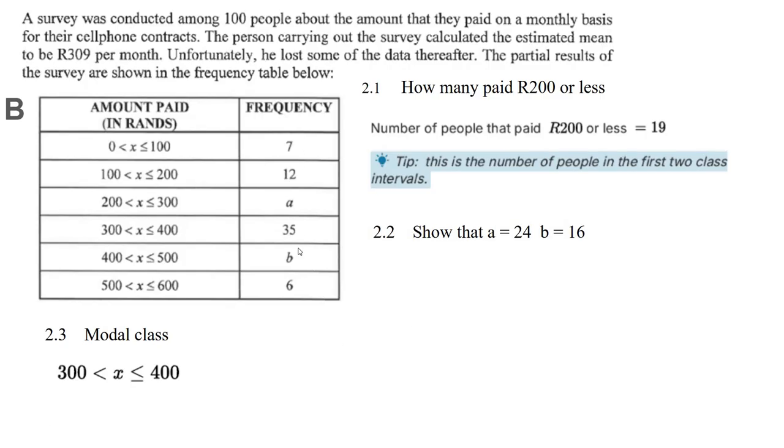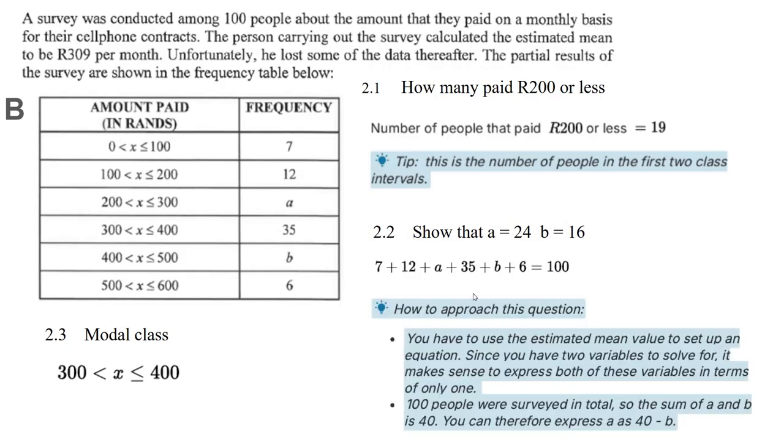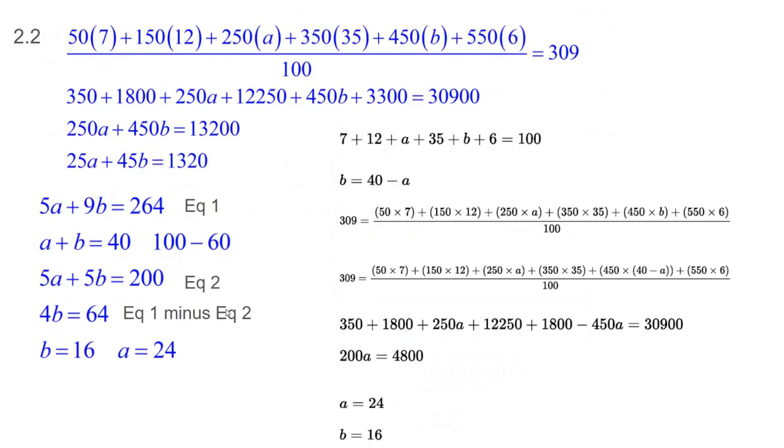But one thing you know is they all add up to 100. So these numbers add up to, I think, 60, but all of these add up to 100. But you have to know how they work. Now, there are two ways of doing it. I'm going to show you the way I did it first over here in blue. All I did is I took the 7 people times the middle, the 12 people times the 150, and then A times 250, 35 times 350, 450 times B, 6 times 550.